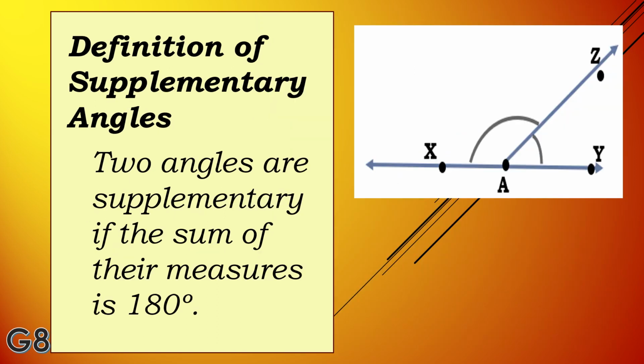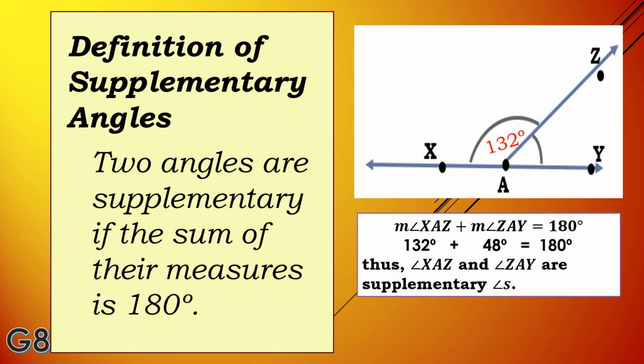Next is the definition of supplementary angles. Two angles are supplementary if the sum of their measures is 180 degrees. So in this figure, the measure of angle XAZ is 132 degrees plus the measure of angle ZAY is 48 degrees, and that is equal to 180 degrees. Thus, angle XAZ and angle ZAY are supplementary angles.